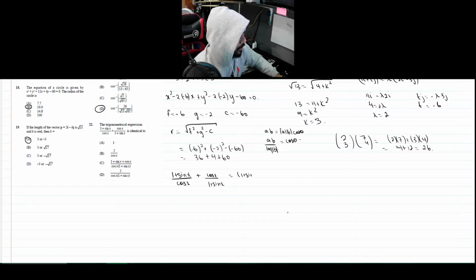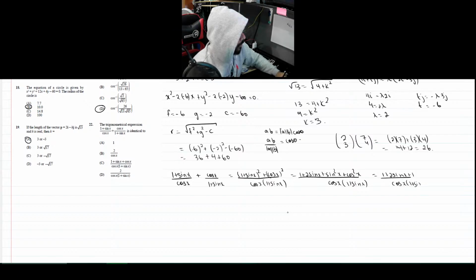1 plus sine x squared plus cosine x squared over cosine x into 1 plus sine x. That is 1 plus 2 sine x plus sine squared x plus cos squared x over cosine x into 1 plus sine x. This is 1. That is 1 plus 2 sine x plus 1 over cosine x into 1 plus sine x.